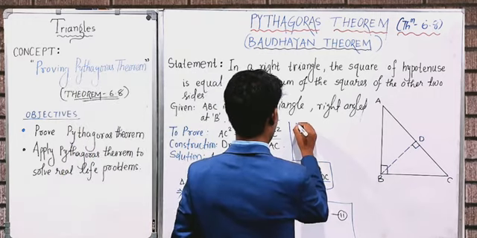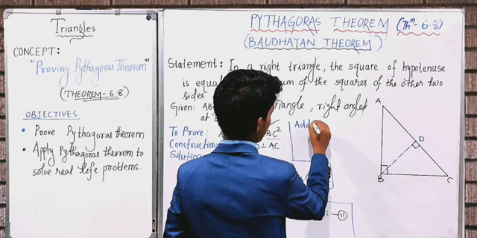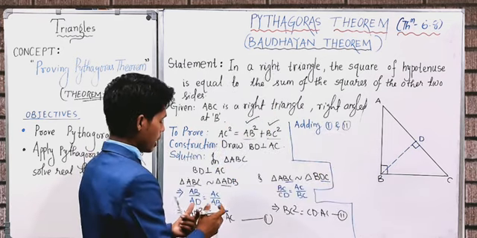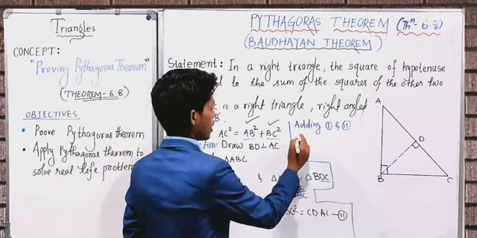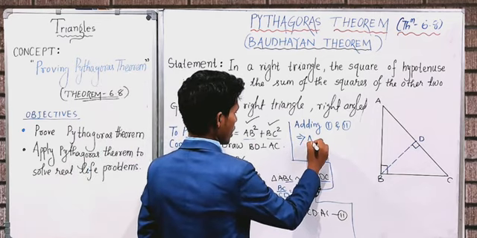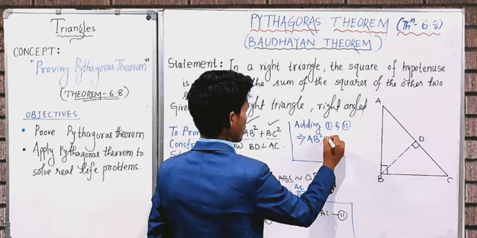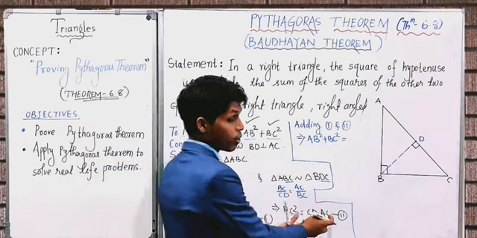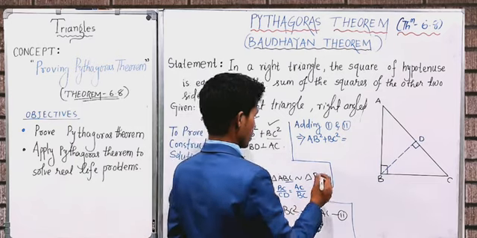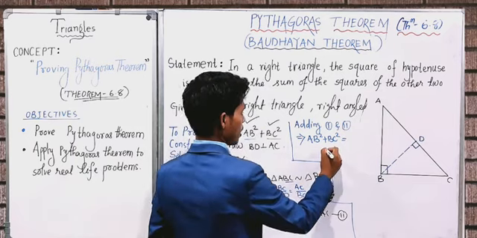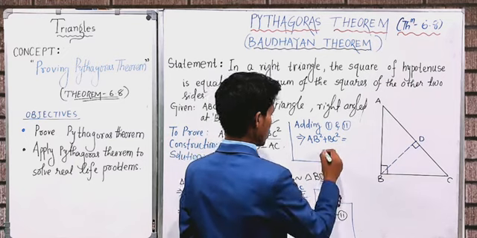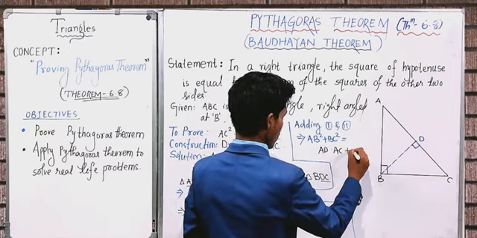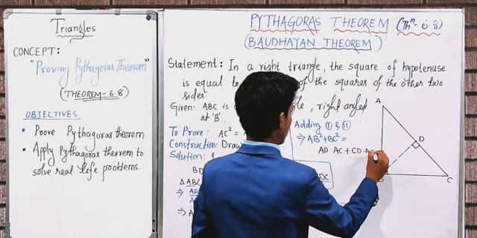So let's write adding 1 and 2, we got left hand side will be added to left hand side of the second equation, that is AB square plus BC square, and here the right hand side part will be added to the right hand side of the second equation. So we will get on the right hand side, let me write this in another way so that you can understand easily, AD into AC plus CD into AC.